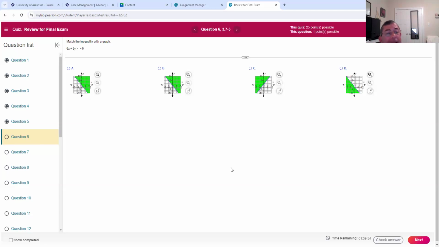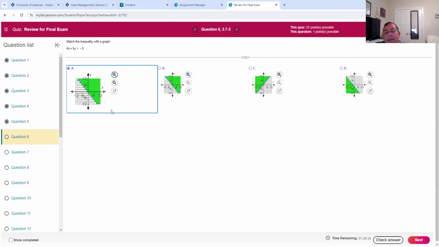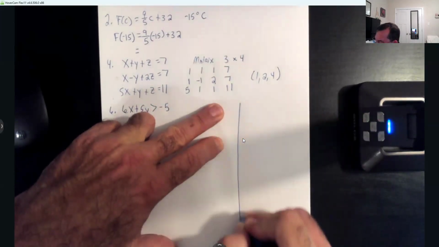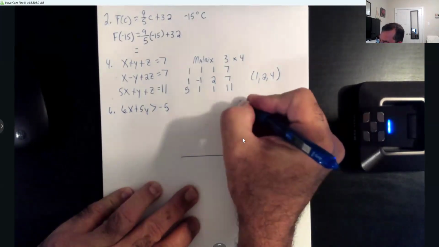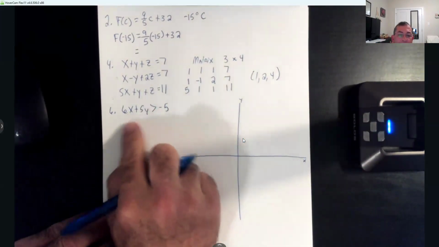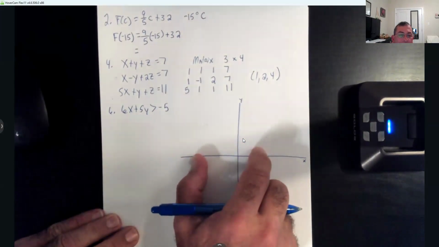And I'll tell you another trick. Since that's greater than, it's going to be shaded above the line. So the only one that is dotted and shaded above the line is going to be A there. But y'all, let's work it and see. All right, so let me draw something over here for my X and Y. Let me see what kind of values I get before I start messing with this, okay?